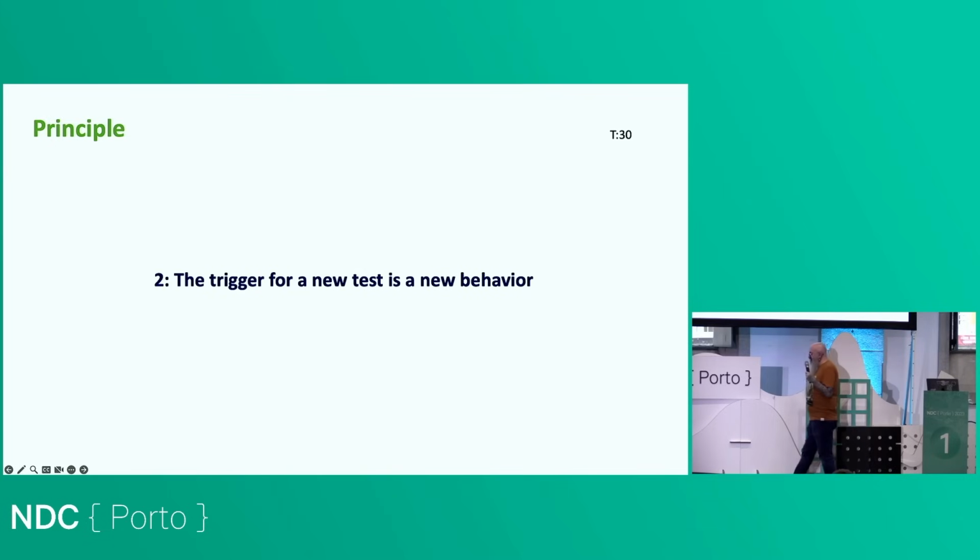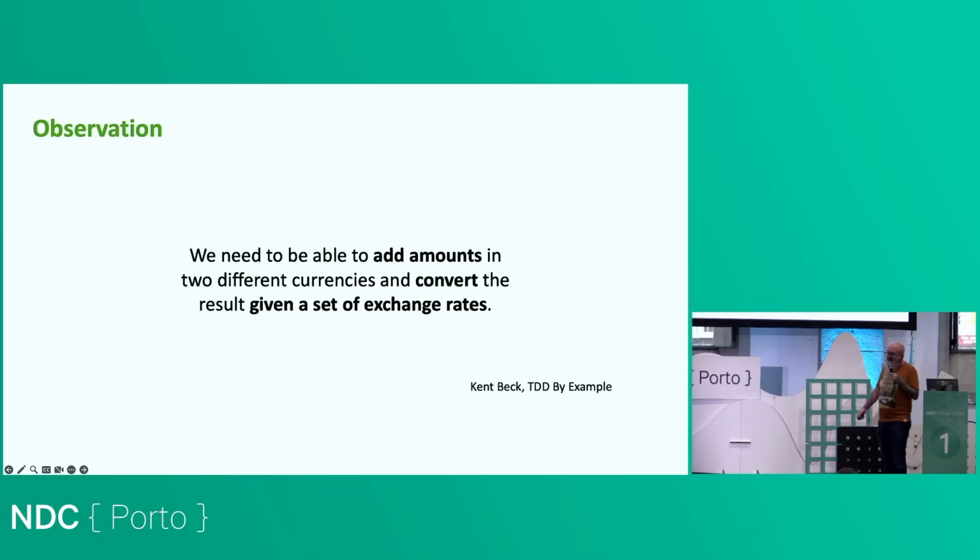Okay. So, somewhat alarmingly, perhaps, for people who like to use SpecFlow and tools like that, TDD, as in programmer and developer tests by origin, says the trigger for a new test is a new behavior. That is the level TDD has always been at. So in Kent Beck's TDD by Example, this is one of the things he's showing you how to build with TDD. We need to be able to add amounts in two different currencies and convert the result given a set of exchange rates.